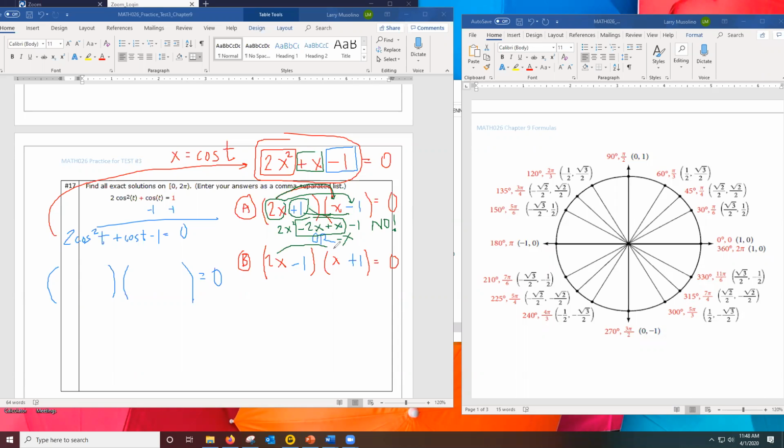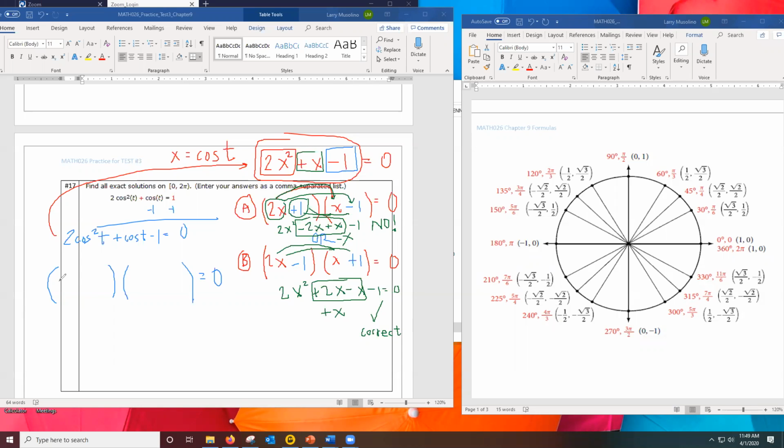If I do the FOIL multiplication on option B, it's going to end up being 2x squared plus 2x minus x minus 1 equals 0. And you could probably see that these like terms here in the middle work out to be plus x. So I know this is the correct way to do the factoring. So the factoring here was a little tricky. You had to be careful to get the signs correct.